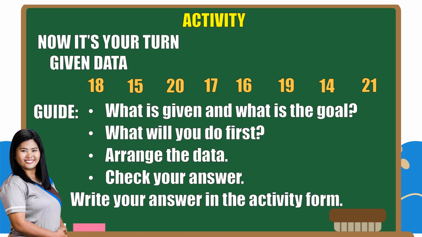Now it's your turn. The given data are 18, 15, 20, 17, 16, 19, 14, and 21. The questions that you need to answer are what is the given and what is the goal? What will you do first? And you also have to arrange the data. And of course, you have to check your answer. Write your answer in the activity form.